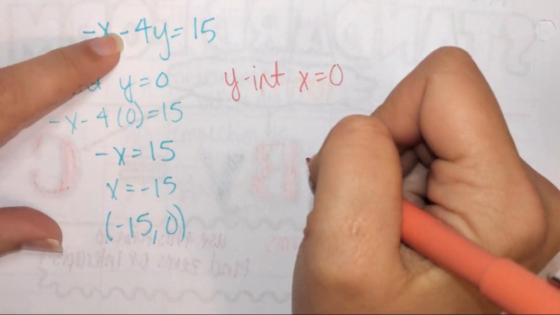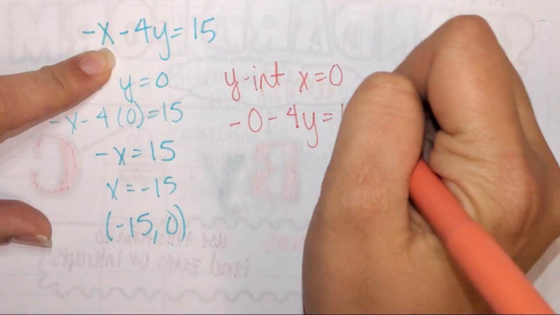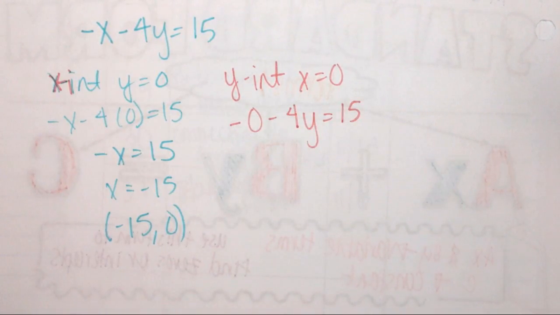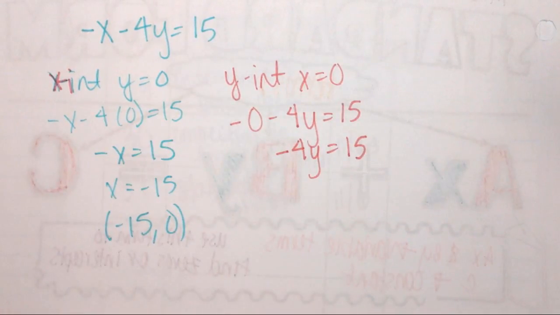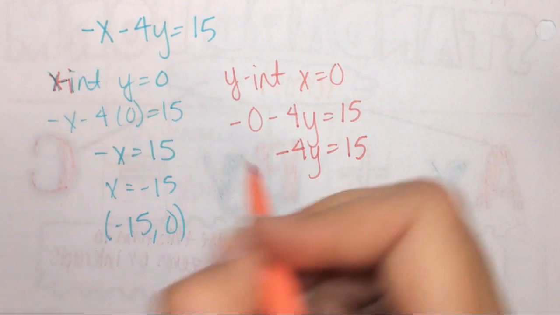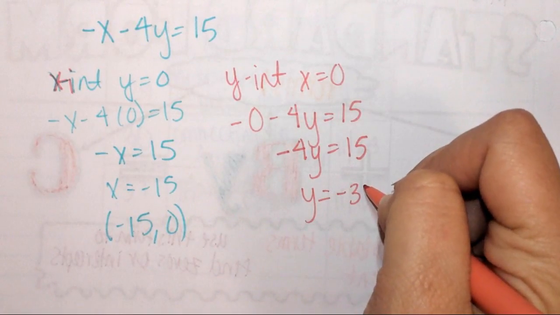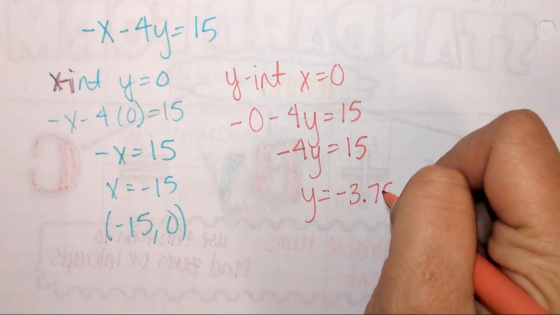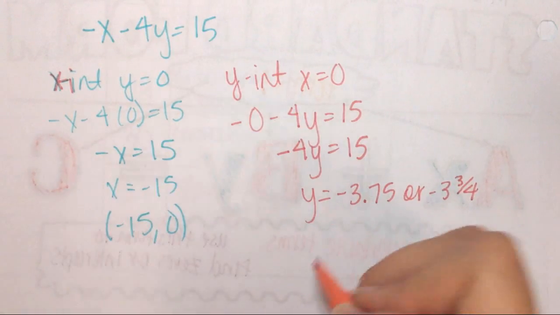Okay, so we're going to let x equal 0. And remember, plug it back into your original equation. So we have negative 0 minus 4y equals 15. Now, what do we do with that 0? It goes away. And we have negative 4y equals 15. Then what do we do from here? And what is 15 divided by negative 4? Negative 3 and 3/4. So negative 3.75, or negative 3 3/4 if you're fancy. And so what's our coordinate?